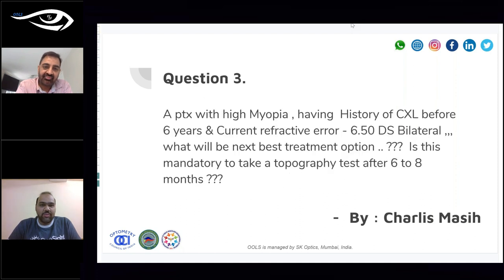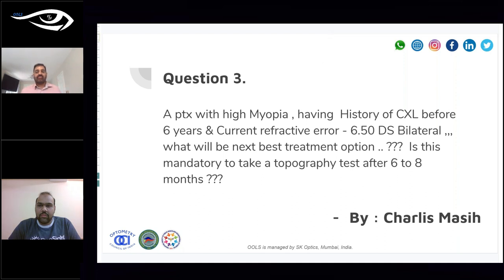Okay, the next question is about high myopia and topography, but I thought we'll just take it on. What's your recommendation? It's not related to Ortho-K directly, it's related to topography. What he said is, a patient with high myopia having a history of cross-linking 6 years ago and a current refractive error of minus 6.0 bilateral, what will be the next treatment option? And is it mandatory to take a topography test after 6 to 8 months?